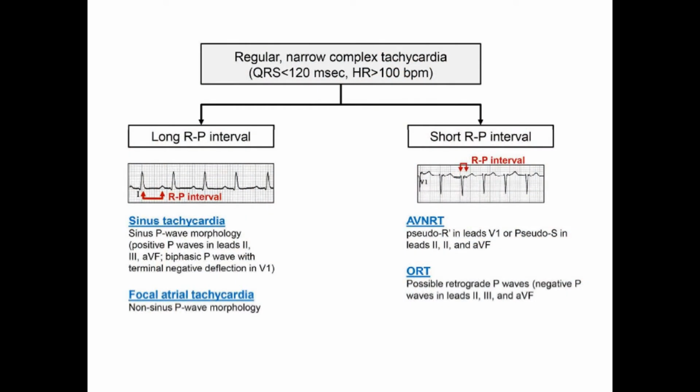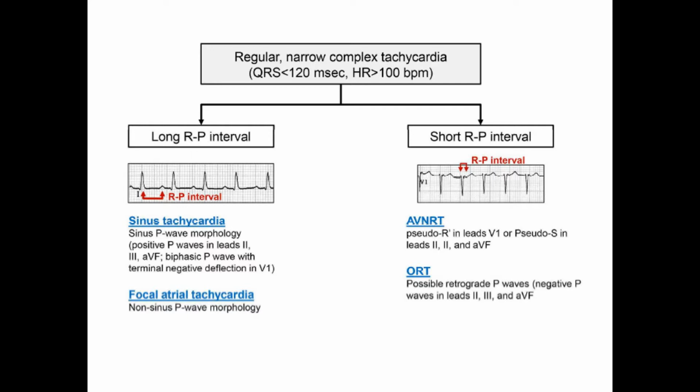We go into great depth in our review article, but we wanted to go over a few slides to make it more informative and more interactive. So in this first slide, our first branch point of regular narrow complex tachycardias is based on the RP interval, or QRS to P wave, or ventricular to atrial depolarization. We break these into long and short RP intervals.